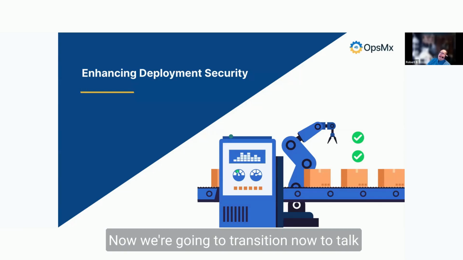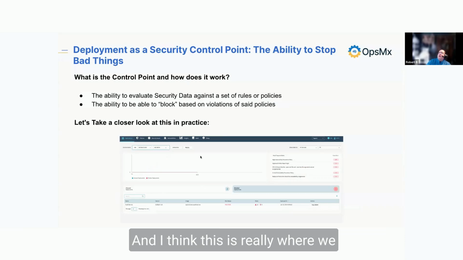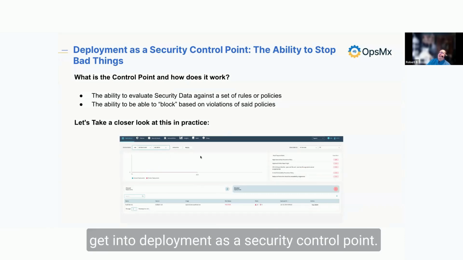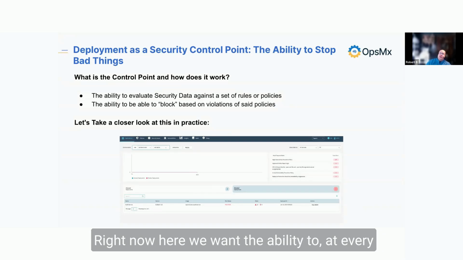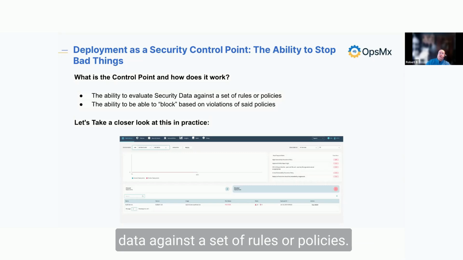Now, we're going to transition to talk a little bit about enhancing deployment security. And I think this is really where we get into deployment as a security control point. Right now, here, we want the ability, at every stage of the deployment process, to evaluate security data against a set of rules or policies, right?